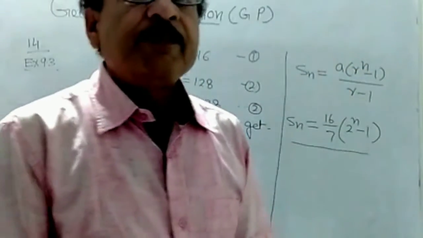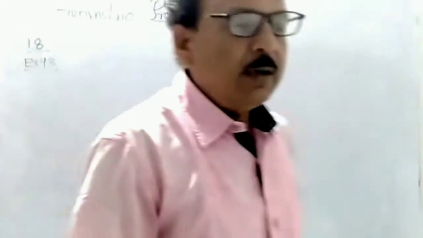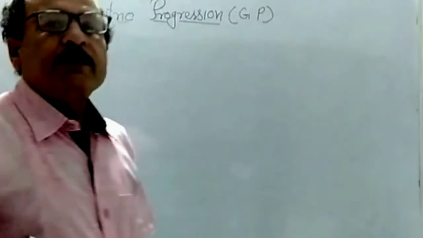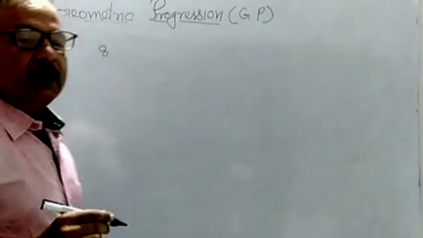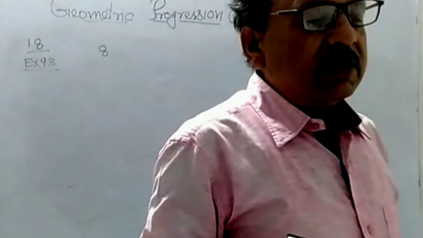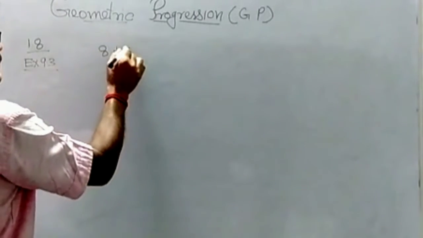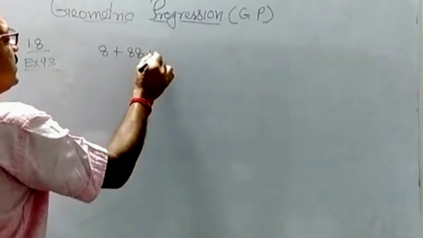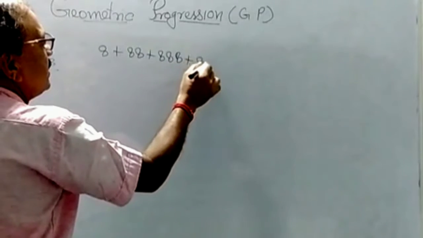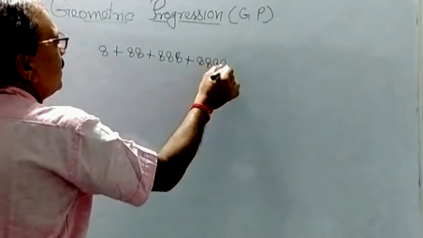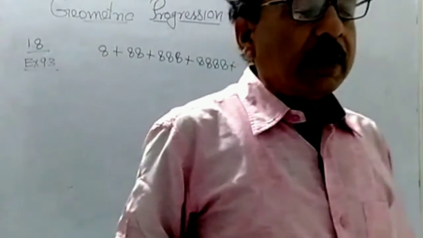So now next, let us see question number 18 of this exercise. Find the sum of the series 8 plus 88 plus 888 plus 8888 and so on up to the end term.